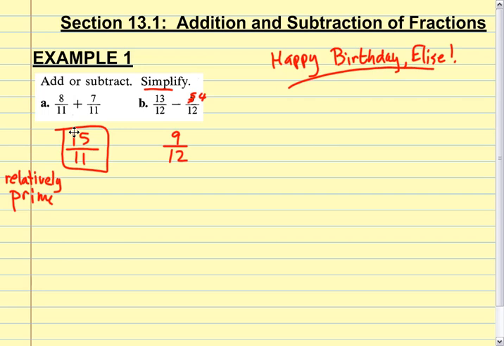Sam? You divide both of them by 3. I can divide both of them by 3. Excellent job, Sam. 9 divided by 3 is 3. 12 divided by 3 is 4. So we have reduced the fraction and made it 3/4.